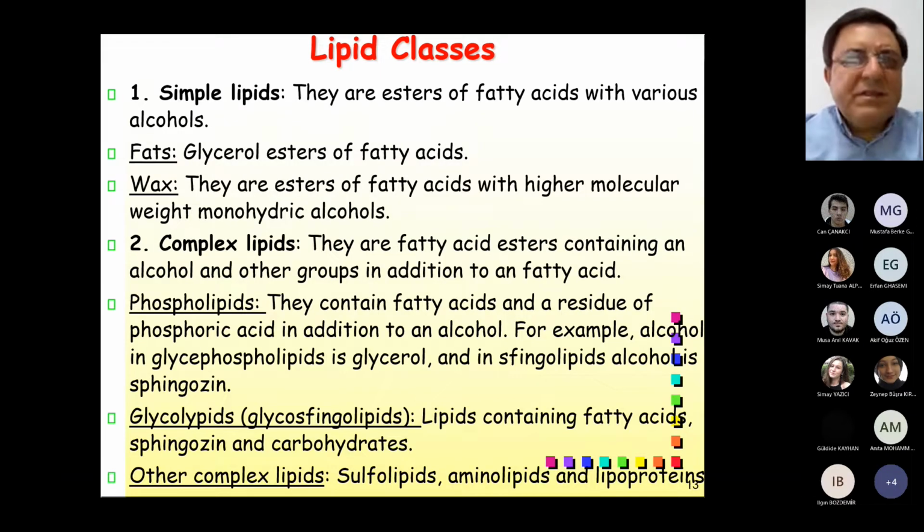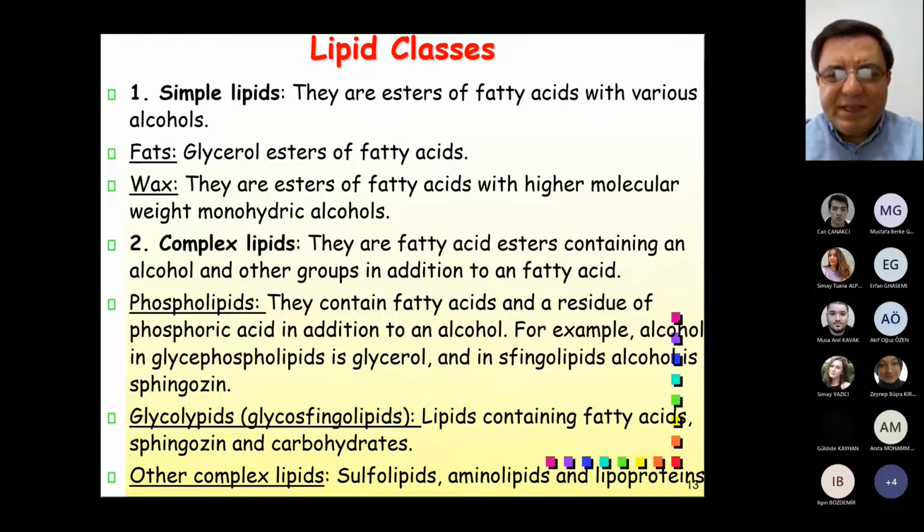And lipid classes, as you see: there are the simple lipids, which are esters of fatty acids with various alcohols, like fats, glycerol esters and wax. And there are also complex lipids, which are fatty acid esters that contain one alcohol and another group, like a phosphoric acid group, added to this alcoholic substructure.